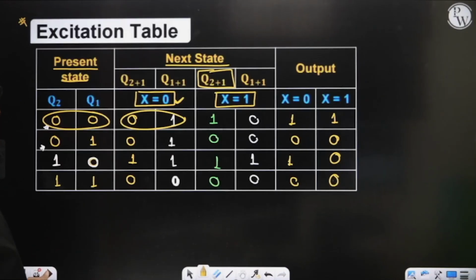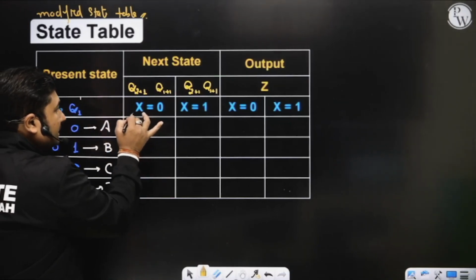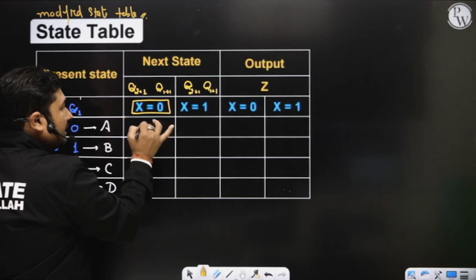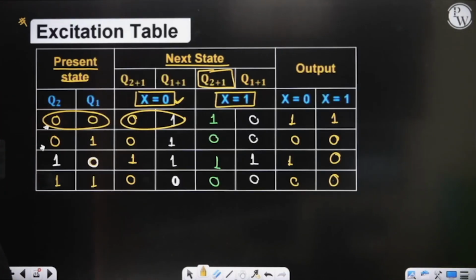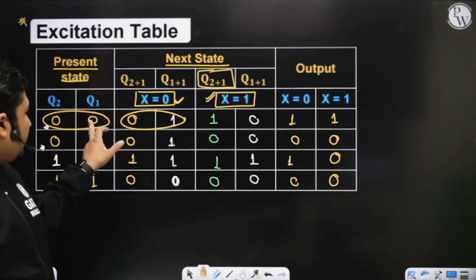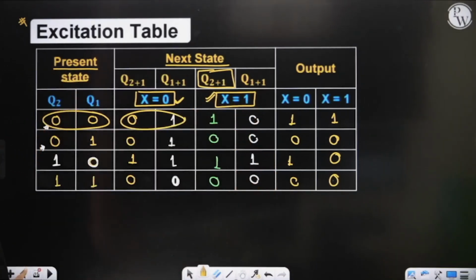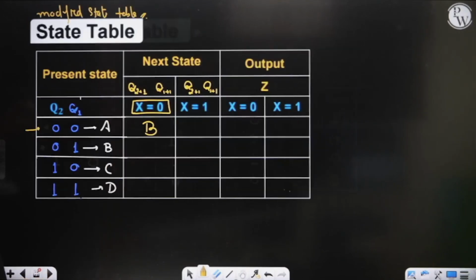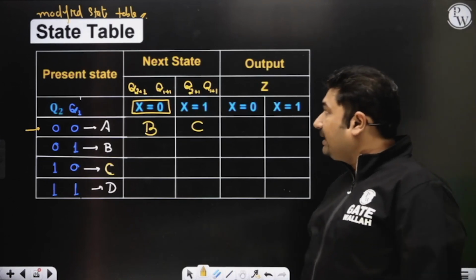We called the next state 0, 1 as B. So if the present state is A, then when input x is equal to 0, the next state is B. If the present state is A, then with input x equal to 1, the next state is 1, 0. What is 1, 0? 1, 0 is your state C. So with x equal to 1, if the present state is A, the next state will become C.